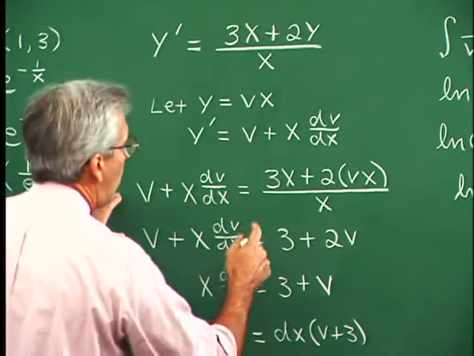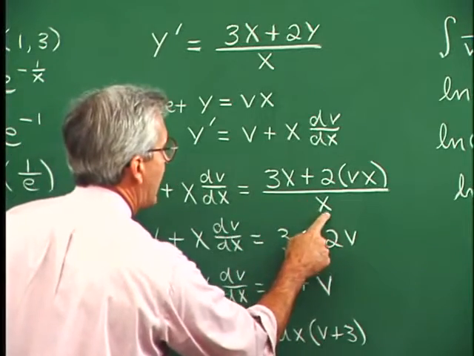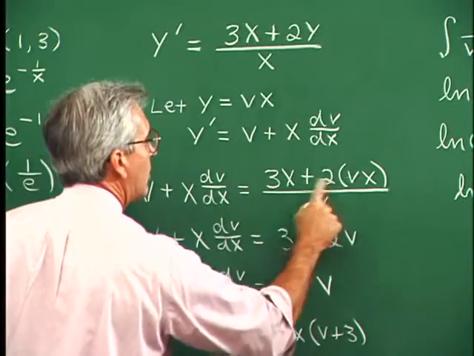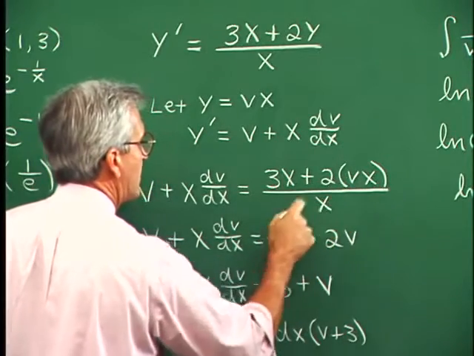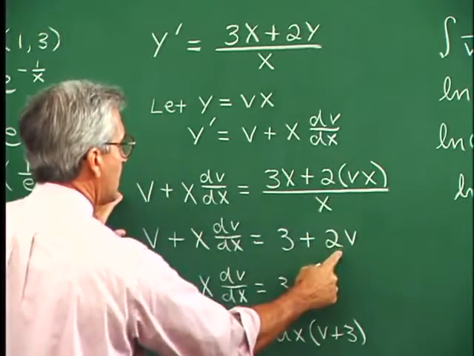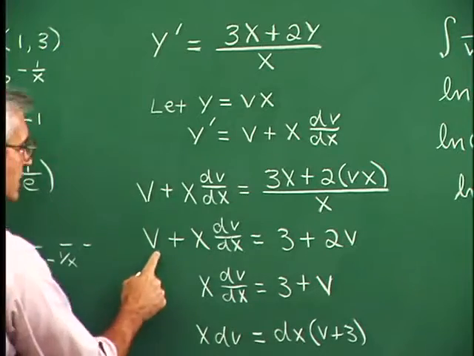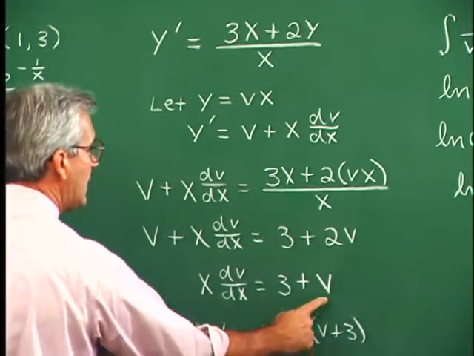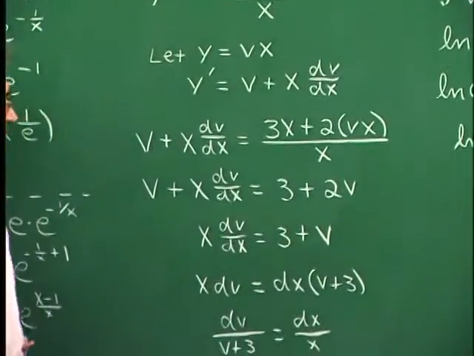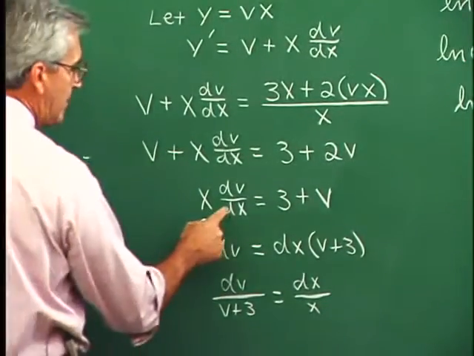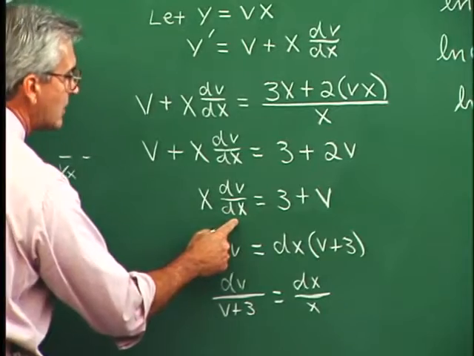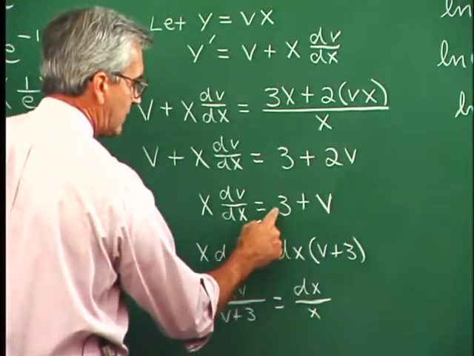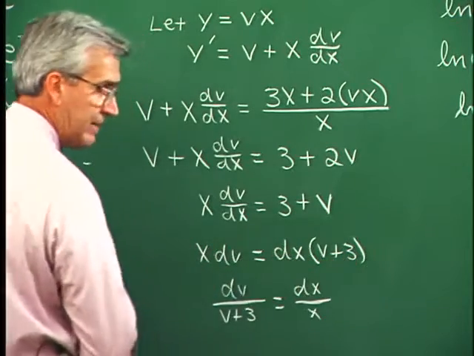Well, let's see. Over here, I'm noticing that we have x factors in the numerator, in both parts of the numerator, so this x cancels with both of those, leaving 3 plus 2v. I notice that we have a v here and 2v over here. If we subtract v on both sides, it gives us this single v on the right. Then if I multiply both sides by the dx, it goes out of this side leaving x dv, and on the right we have dx times the v plus 3.